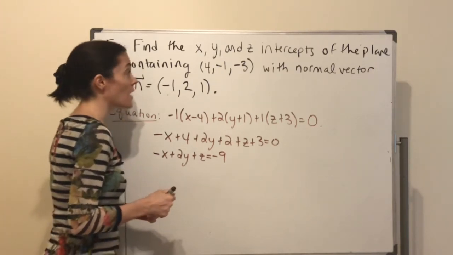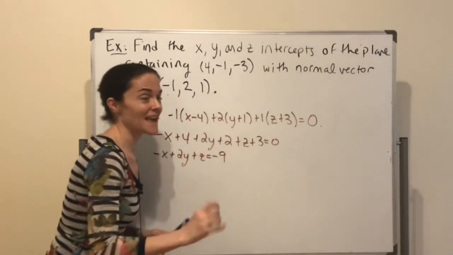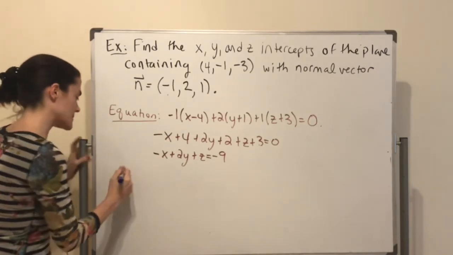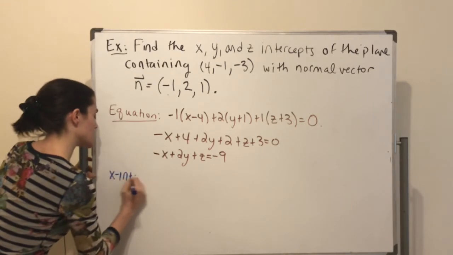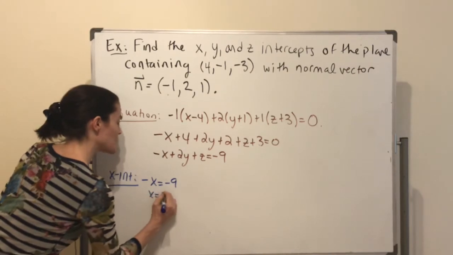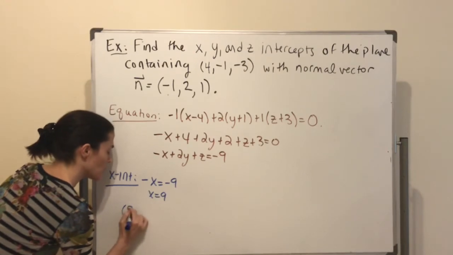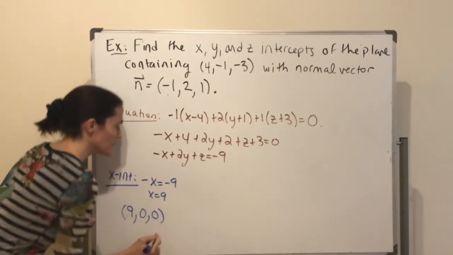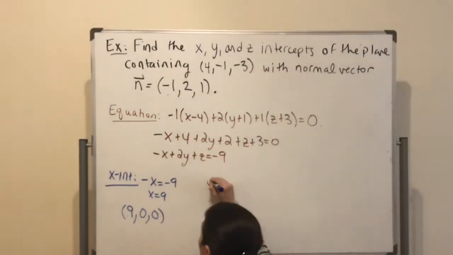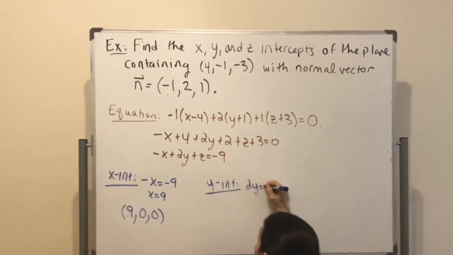But now let's move on to the intercepts. So we want the point on the plane such that y and z are 0, and we can easily solve for x here. This would be for the x-intercept. We have minus x equals minus 9. x equals 9. The point on the plane is 9, 0, 0. Okay? Now the y-intercept, x and z are both 0. The y-intercept, we have 2y equals minus 9.